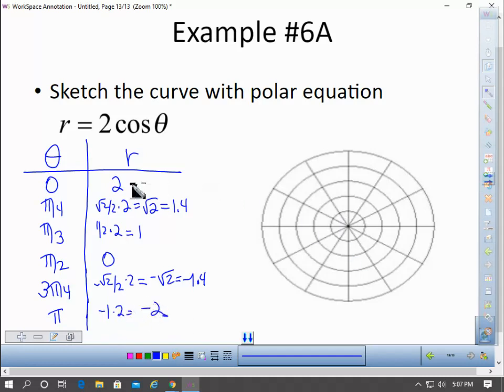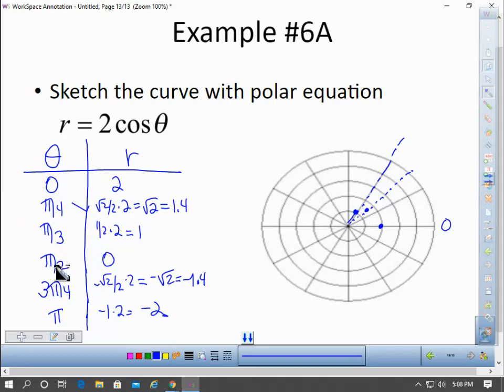And then I'm going to go over here and graph this. So at theta 0 on the polar graph, just like doing the unit circle, I'm on this axis, and I'm going to go out 2 units to the second circle. So 2 units at 0 degrees. Then I'm going to go to pi over 4, which is going to be in the center here, and I'm going to go to 1.4 rings. So I'm about right here. Then I'm going to go to pi over 3, and go out 1 ring.